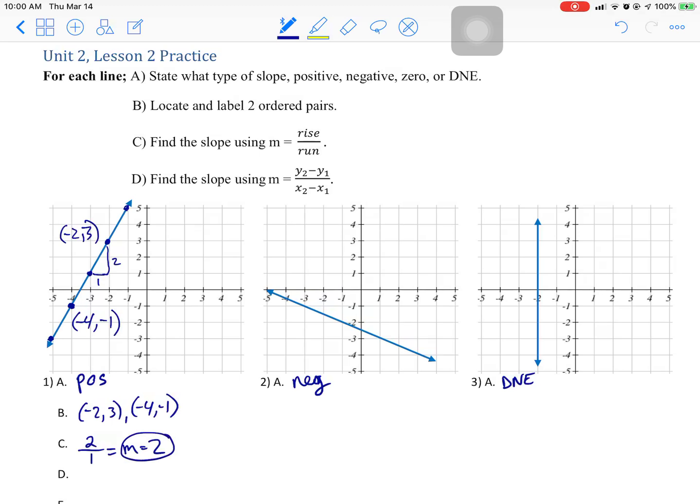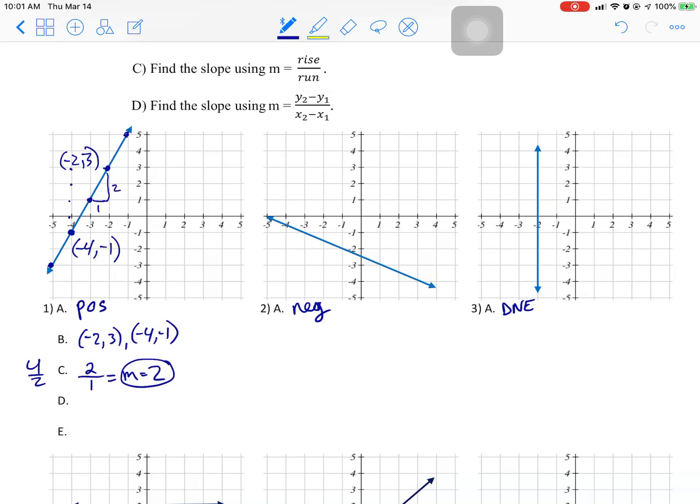Even if you go down and back, that's a -2, -1. So you go up 2 over 1, up 2 over 1, up 2 over 1. Even if you went from my point and you went up 1, 2, 3, 4 and over 2, 4 over 2 is still a 2. So from any point to any point, you should be able to get a slope of 2. All right. And then it says calculate.